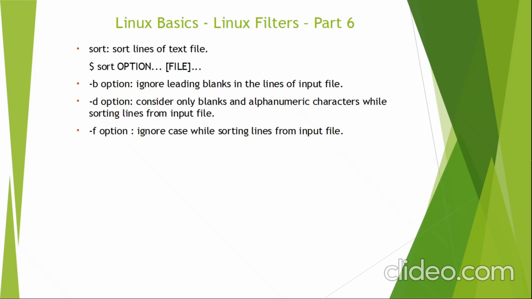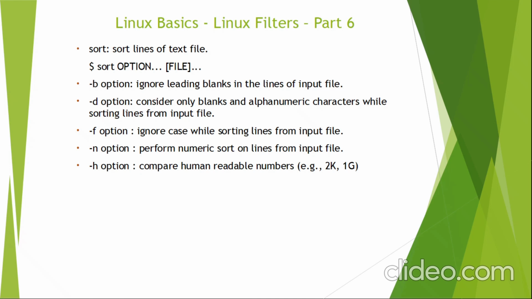The -f option ignores case while sorting lines from the input file. Something starting with capital A and another starting with small a would be placed next to each other, so case would be ignored. The -n option performs a numeric sort on lines from the input file. Even when we sort a set of numbers, they would be sorted based on their ASCII value, but by specifying the -n option, the numbers would be sorted based on their numerical value.